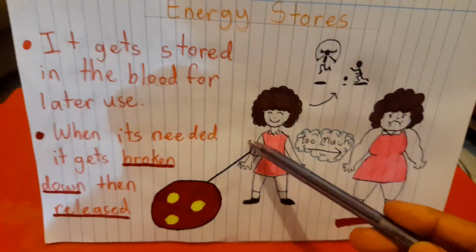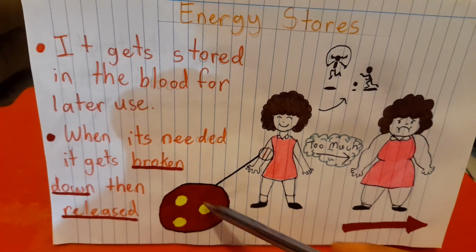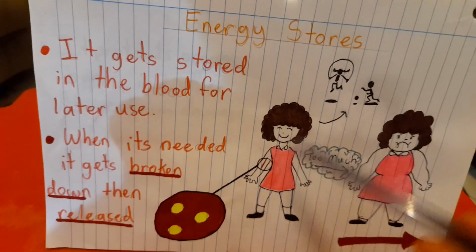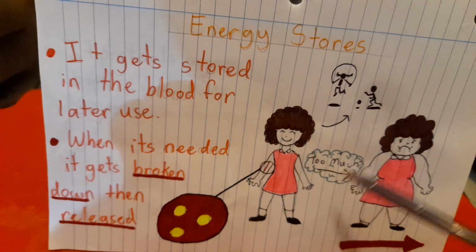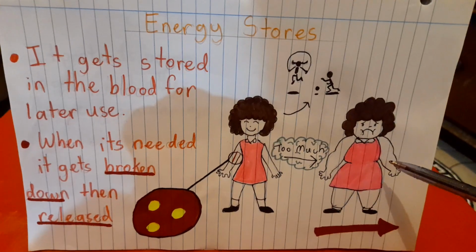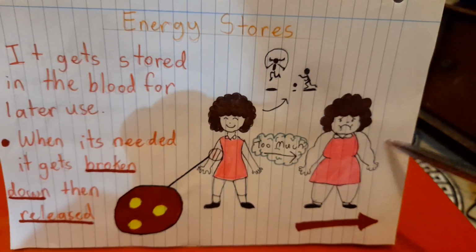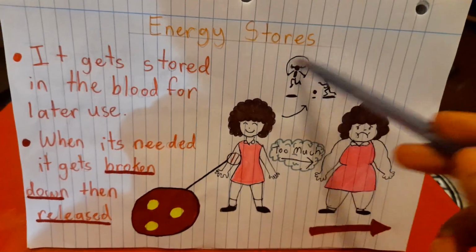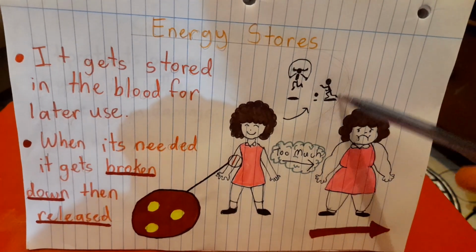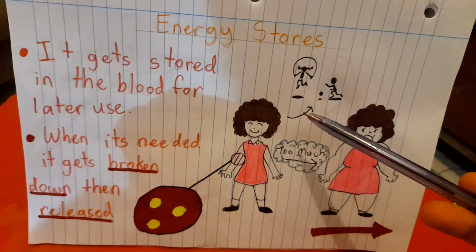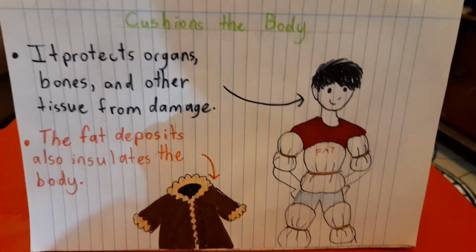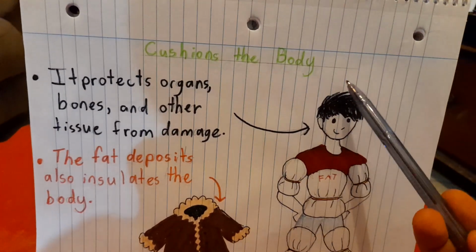So this is just a close-up of the triglycerides in the blood. And as you can see, it's stored. So if you store too much, it turns into fat, and then you become more fat. So it would definitely be good to exercise to make sure some of that is burnt, so you don't have too much fat stores.